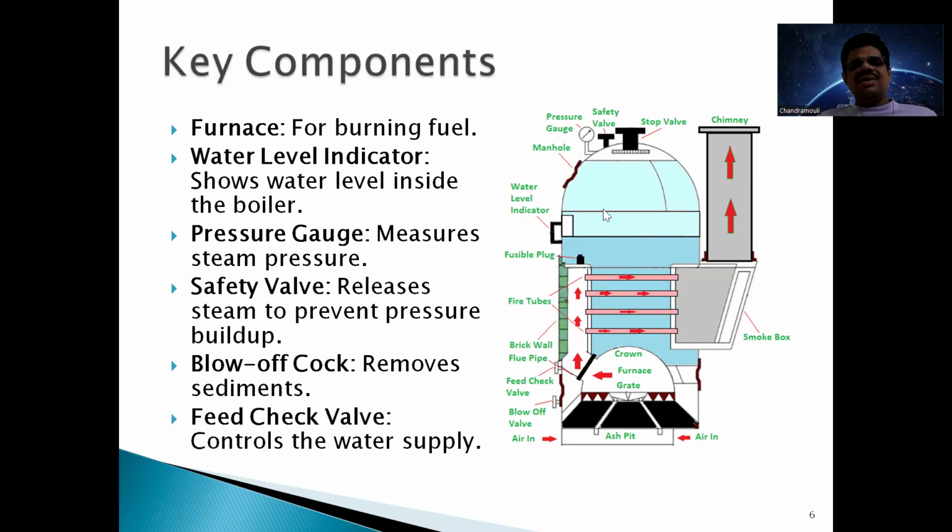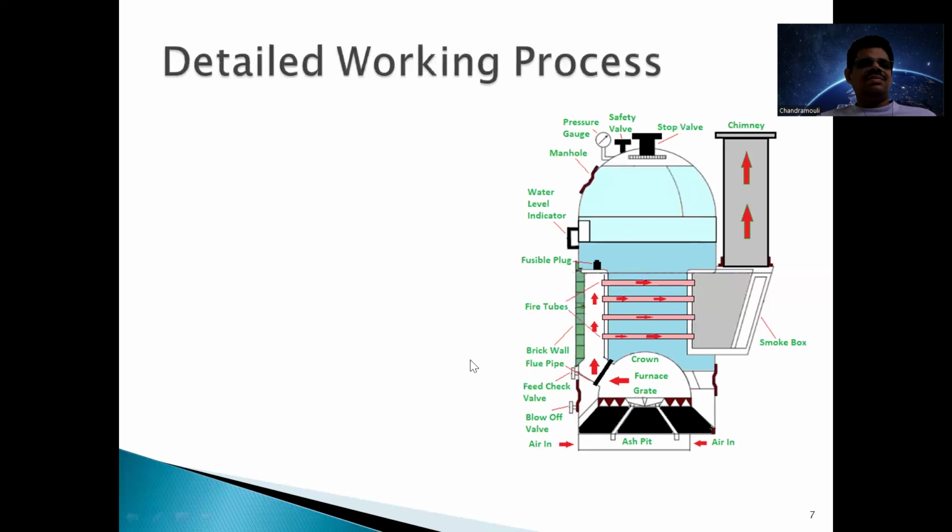And feed check valve. Here, this is a stop valve. Feed check valve, here it is not shown. So this is used to control the flow of water which is entering into the boiler. The water has to be continuously supplied to the boiler. So it can be controlled by this feed check valve. Now let us see the working. So till now we have seen what are the various components.